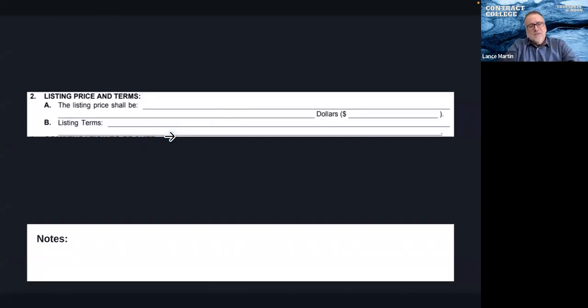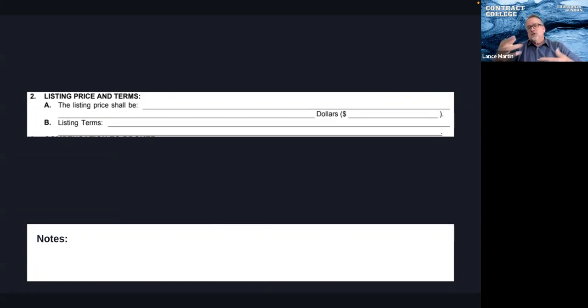Listing terms. Most of the time you guys are leaving this blank. I would say there's nothing wrong with leaving it blank, but if there is something special to this listing, this is where you would put it. I would recommend you avoid putting special terms in here, but for example, as is cash only. If you know for sure that there's no way in the world this property is going to be able to finance, and the only way it's going to sell is cash, fine, you can go ahead and put cash in here.